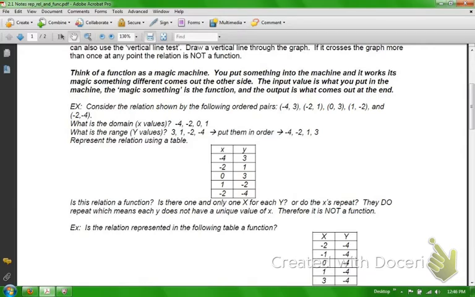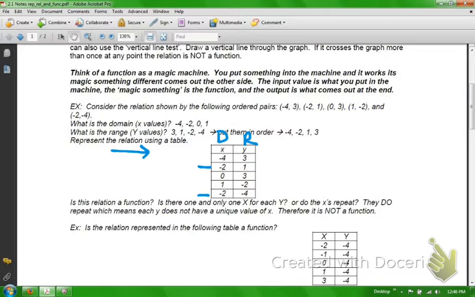Notice right here I have put the values in the table. These are our domain values. These are our range. Again, we're looking to see if the x's repeat. We have a -2 and a -2. That would mean this is not a function.